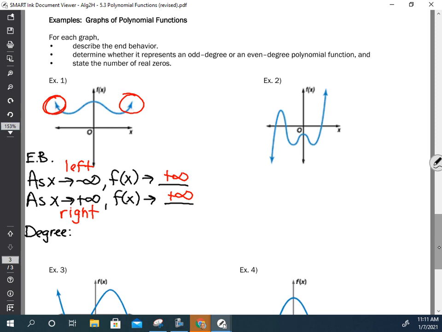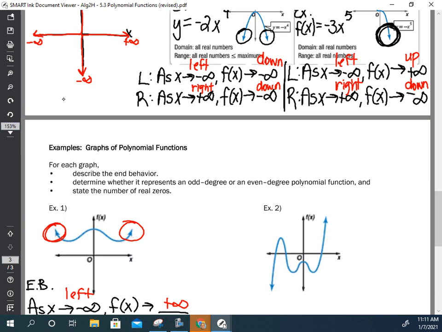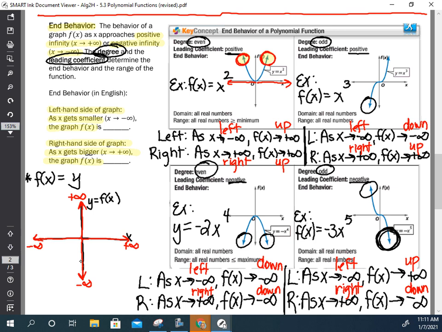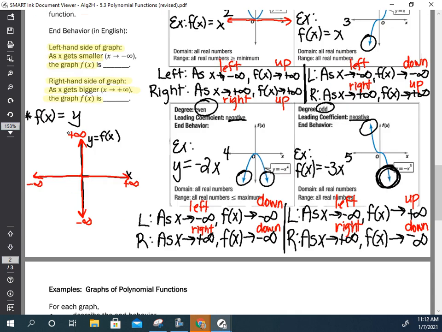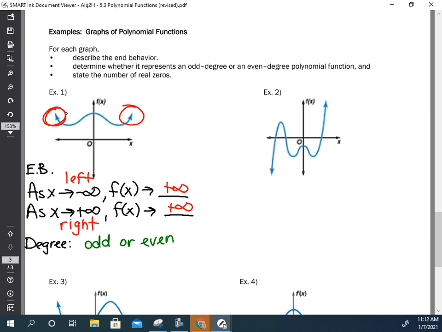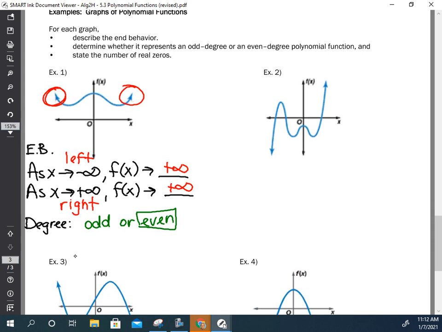So, for the degree, based off of this graph, we have to ask ourselves, would the degree be odd or even? So here's our graph. Which one of these four types does it match up with? The evens or the odds? It matches up with an even graph. There it is.